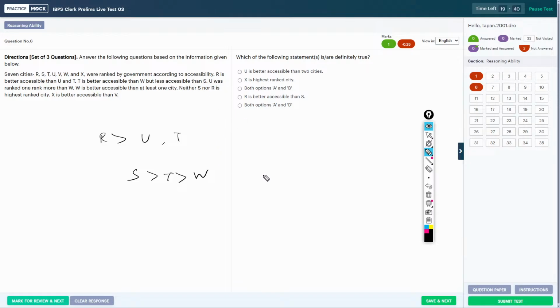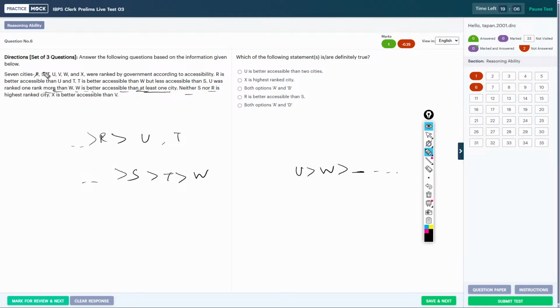U was ranked one rank more than W. So at the rankings, I hope that W is better accessible than at least one or more. Neither S nor R ranked highest. At least someone, to which another character.